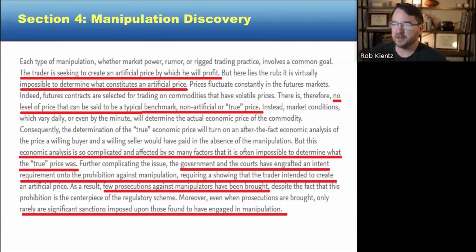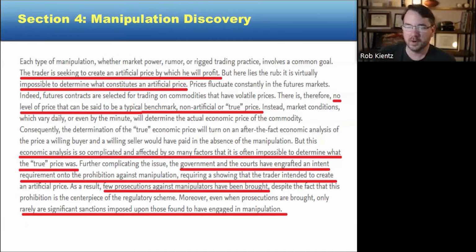The trader is seeking to create an artificial price by which he will profit. But here lies the rub. It's virtually impossible to determine what constitutes an artificial price. That's what makes investigation so hard. We'll get into that in a moment. Prices fluctuate constantly in the futures markets. Indeed, futures contracts are selected for trading on commodities that have volatile prices. Why? Because you can make money on it.